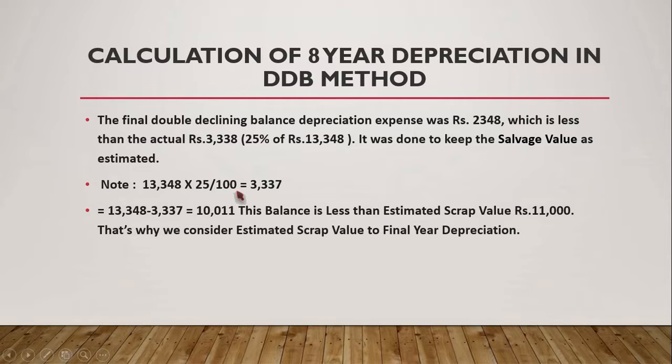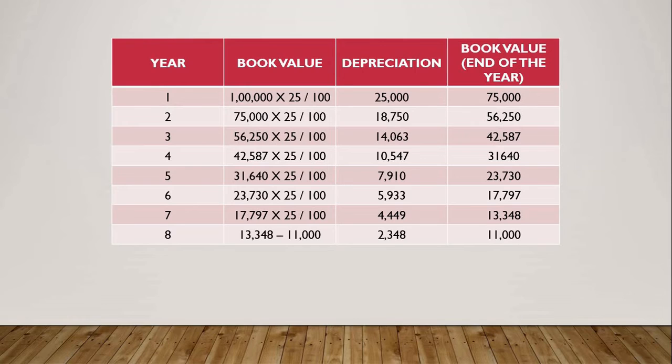See here, 13,348 into 25 divided by 100. That means 3,337. 13,348 minus 3,337 is equal to 10,011. So this 10,011 is less than the salvage value of 11,000. That's why we have to consider 11,000. So last year depreciation is 2,348. So finally 11,000 salvage value is there.